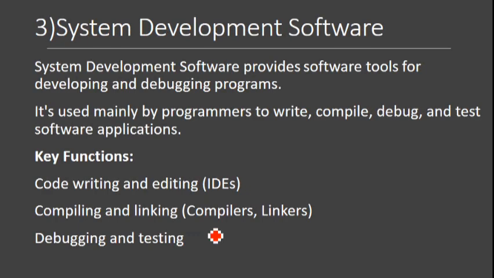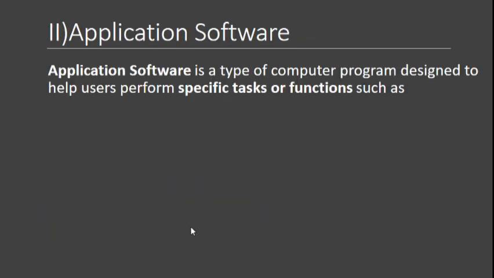These are the examples of system development software, used for example when you are writing C or Java. These are the software which are used to write, edit, compile, debug, link, and execute the programs. Next, the second category of computer software is application software. First one I discussed was system software.